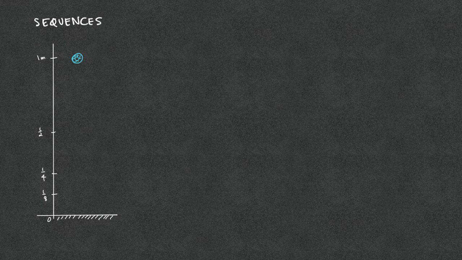Sequences. Suppose we drop a ball from a height of 1 meter. It hits the ground and it bounces back up to a height of 1/2 meter. It then hits the ground and bounces back up to a height of 1/4 meter. Each time it reaches 1/2 of the previous height.